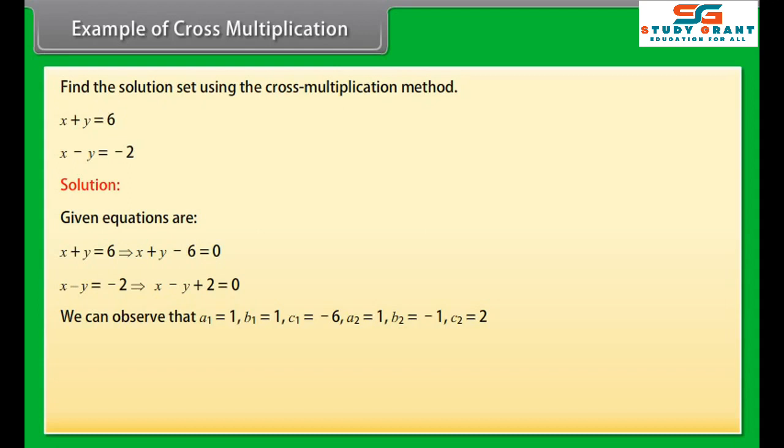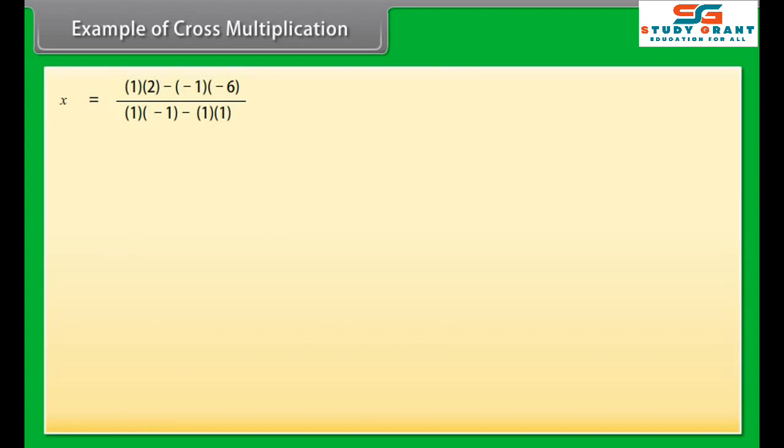Example of cross multiplication. Find the solution set using the cross multiplication method. x plus y is equal to 6, x minus y is equal to minus 2. Solution. Given equations are x plus y is equal to 6, which implies x plus y minus 6 is equal to 0. x minus y is equal to minus 2, which implies x minus y plus 2 is equal to 0. We can observe that a1 is equal to 1, b1 is equal to 1, c1 is equal to minus 6, a2 is equal to 1, b2 is equal to minus 1, c2 is equal to 2.